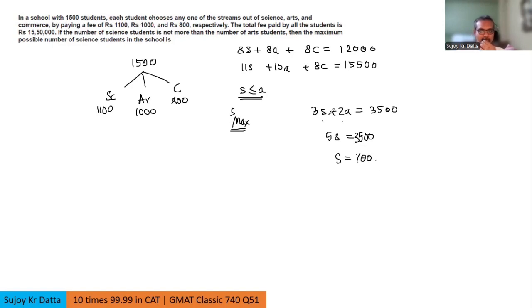Now if S becomes greater than this, so S cannot be greater than A first of all. So that means the upper limit is basically 700. Because we have S is less than or equal to A, if I make S smaller, then obviously it is going to become smaller than 700, so we don't want that. So we'll keep them as equal. That's the upper limit. So number of science students is not more than arts, so science is less than or equal to arts. All right. So the maximum we have is 700. So that's the answer to the 11th question. Let's move on to the next question.